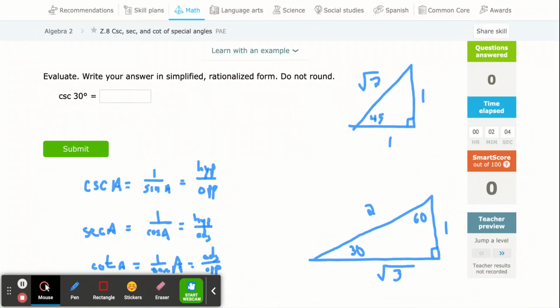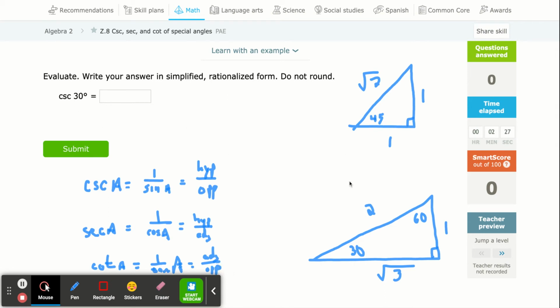Welcome. This lesson is very similar to the last lesson, except we're doing cosecant, secant, and cotangent. So just remember, the cosecant is basically the sine function flipped upside down. So it's hypotenuse over opposite. The secant function is just the cosine function flipped upside down, or it's hypotenuse over adjacent. And the cotangent is the tangent flipped upside down, which is adjacent over hypotenuse.